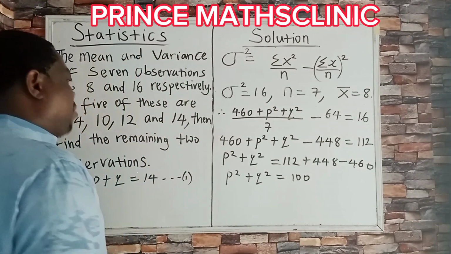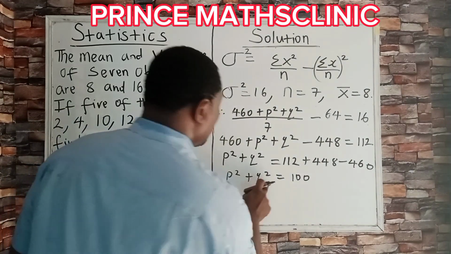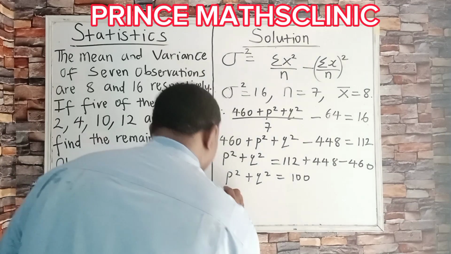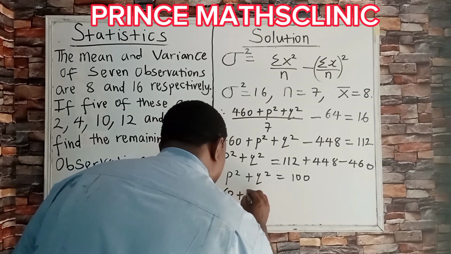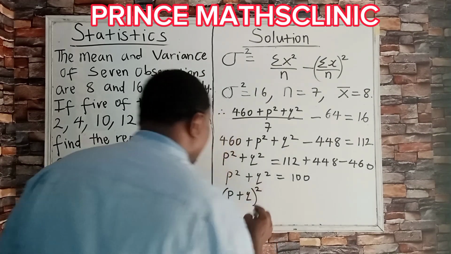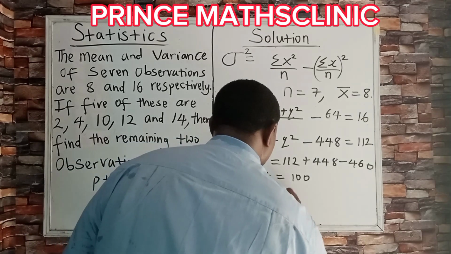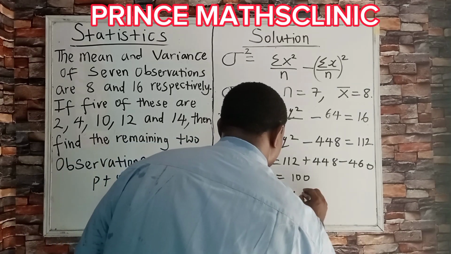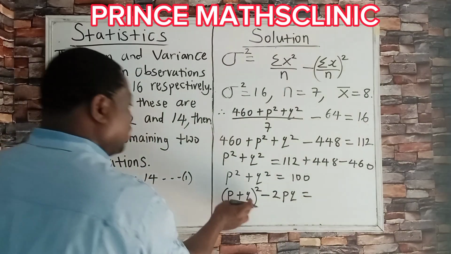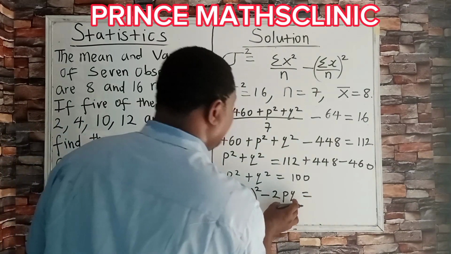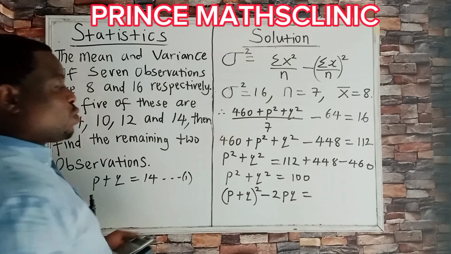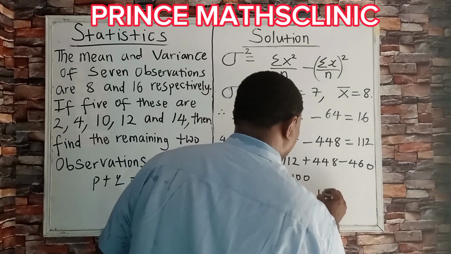Therefore, I know that my p squared plus q squared can be further simplified by doing this: p plus q all squared minus 2pq. If you expand this bracket and subtract 2pq, you are going to get back p squared plus q squared. Everything equal to 100.